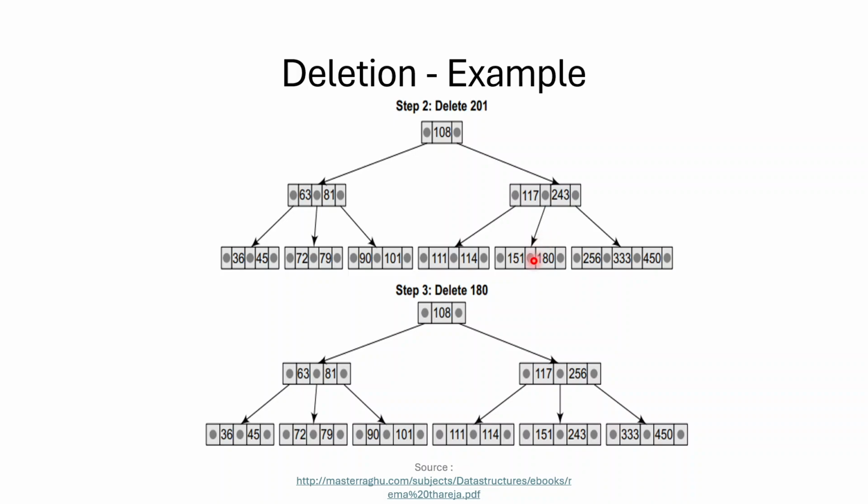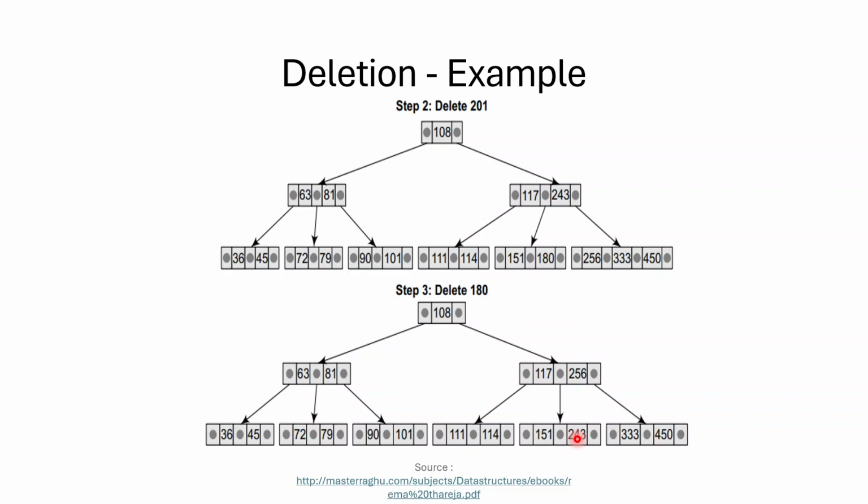Where is 180? It is over here. So now what happens over here? Between 117 and 243, there are only 151 and 180. If I delete 180, 151 will be the only data, whereas here I have 3 data, which is very much imbalanced. It is 1 and 3 over here. So I can take 243 to the downside and 256 to the upside. So 256 comes over here and 243 comes to the downside to maintain the balancing.